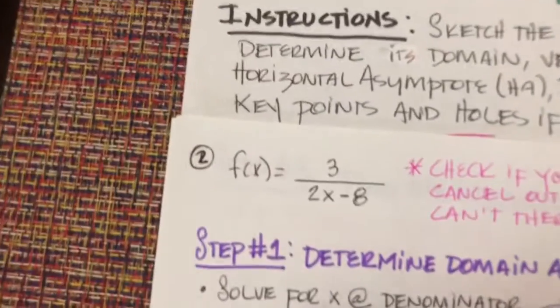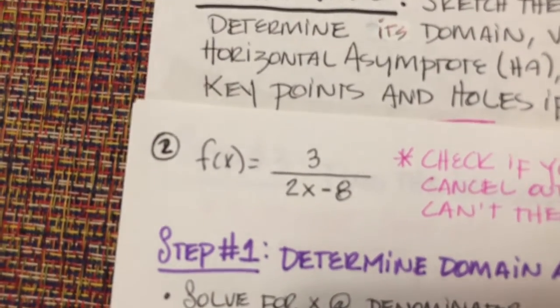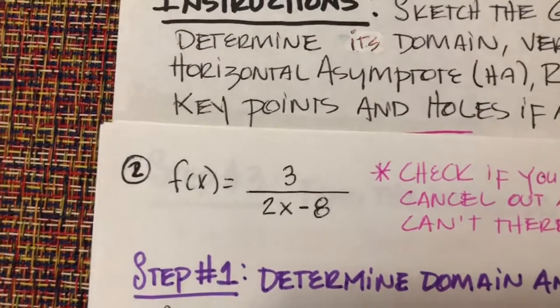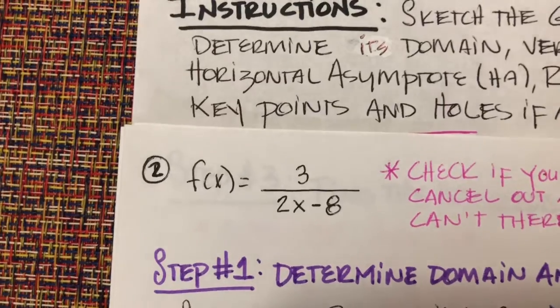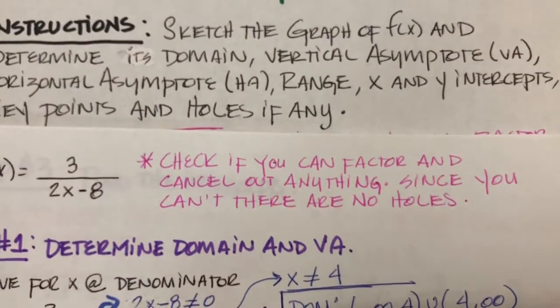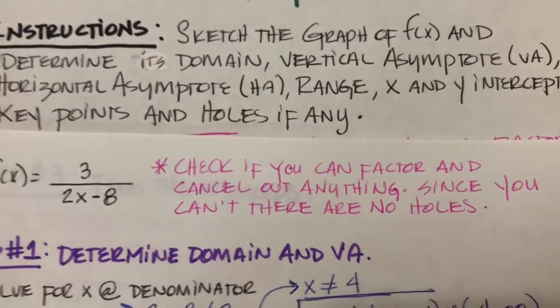So, the given function is f of x is equal to 3 over 2x minus 8. And I have to sketch the graph of this one and determine all of its elements. Remember, it's always convenient to check if I can factor and cancel out. If I can't cancel out anything, there are no holes.